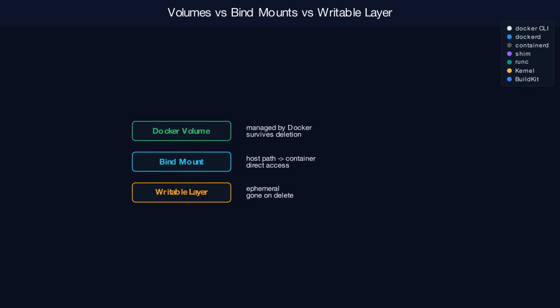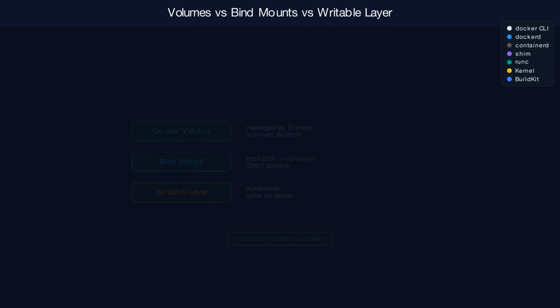For persistent data, you have two options. Docker volumes, managed by Docker, stored under /var/lib/docker/volumes. Or bind mounts, linking a host directory directly into the container. Volumes survive container deletion. Bind mounts give you direct host access. The writable layer is ephemeral. That is the key mental model.